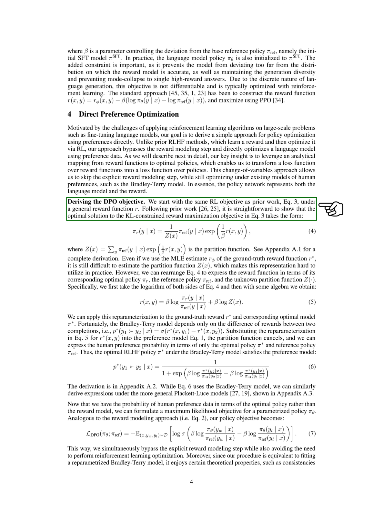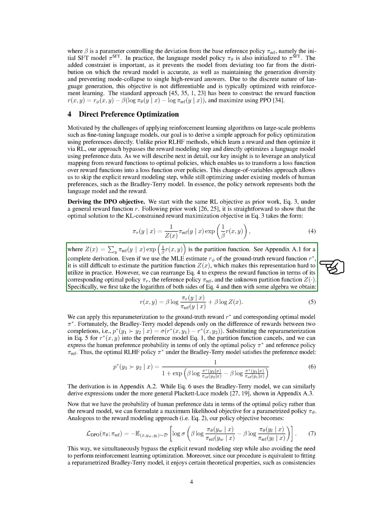We start with the same reinforcement learning objective as previous work, under a general reward function. We then rearrange the equations to express the reward function in terms of its corresponding optimal policy, the reference policy, and the unknown partition function. We can apply this reparameterization to the ground truth reward and corresponding optimal model. The optimal RLHF policy under the Bradley-Terry model satisfies the preference model, which we can express in terms of only the optimal policy and reference policy.